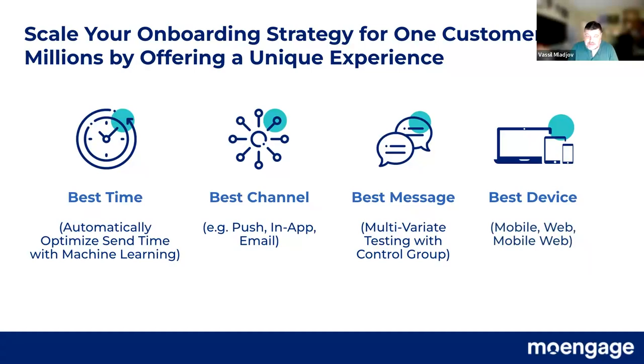Hopefully you have the right system in place that allows you to automate processes for each user or type of user, right? So automatically, for example, figure out what is the best time to engage, what is the best channel to engage, what is the best message and on the best device for a specific user. The system can automatically figure this out for the user. This really is the best moment in the user journey at the end of the day.